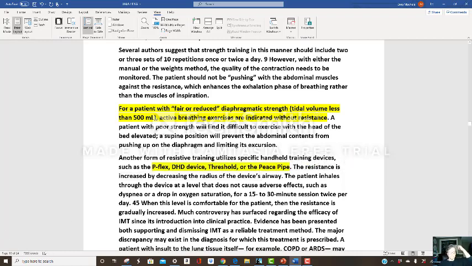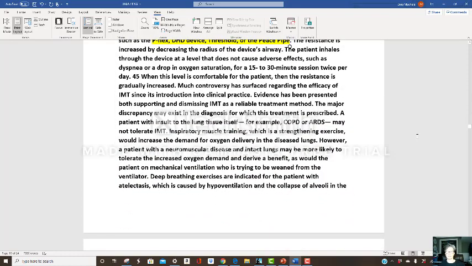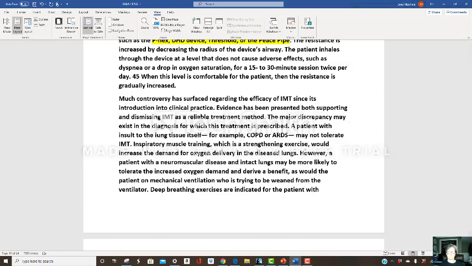Much controversy has surfaced regarding the efficacy of IMT since its introduction into clinical practice. Evidence has been presented both supporting and dismissing IMT as a reliable treatment method. A major discrepancy may exist in the diagnosis for which this treatment is prescribed. A patient with insult to the lung tissue itself, for example, COPD or ARDS, may not tolerate IMT.